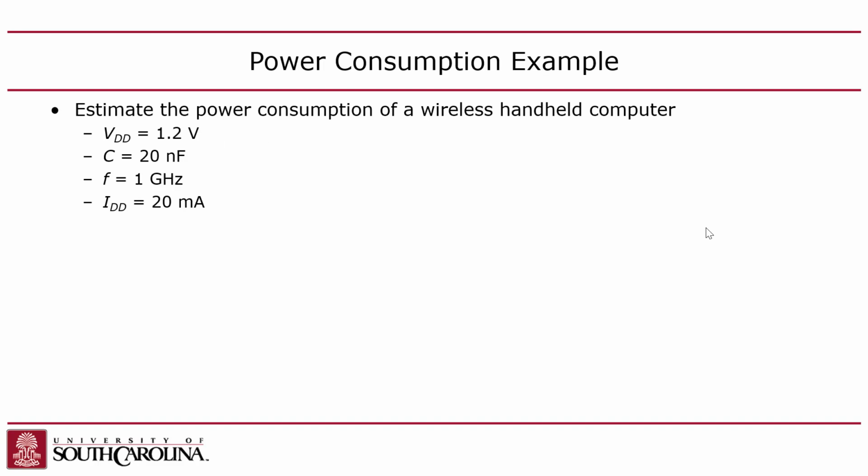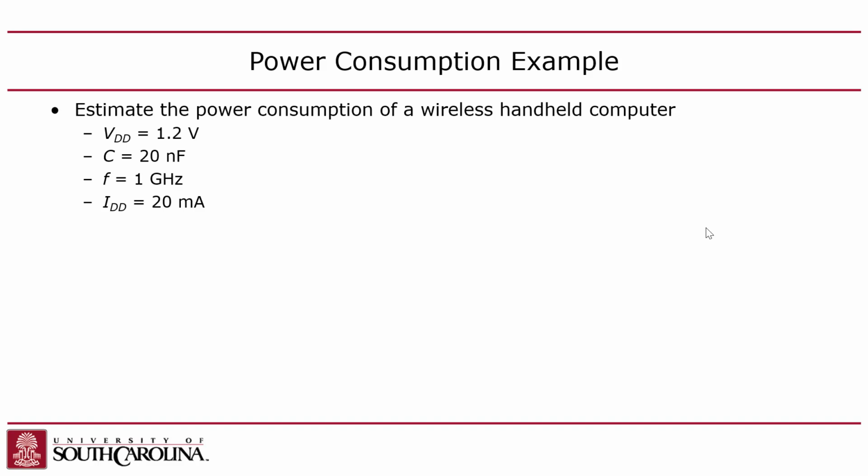Of course, the problem is that there's millions of transistors in parallel. So even though there's a little bit of loss on an individual transistor, there's millions and millions of them that are all losing current, leakage current. Okay, so here's an example question that I might have on the quiz or test. Estimate the power consumption of a wireless handheld computer. VDD is 1.2 volts. The capacitance is 20 nanofarads.